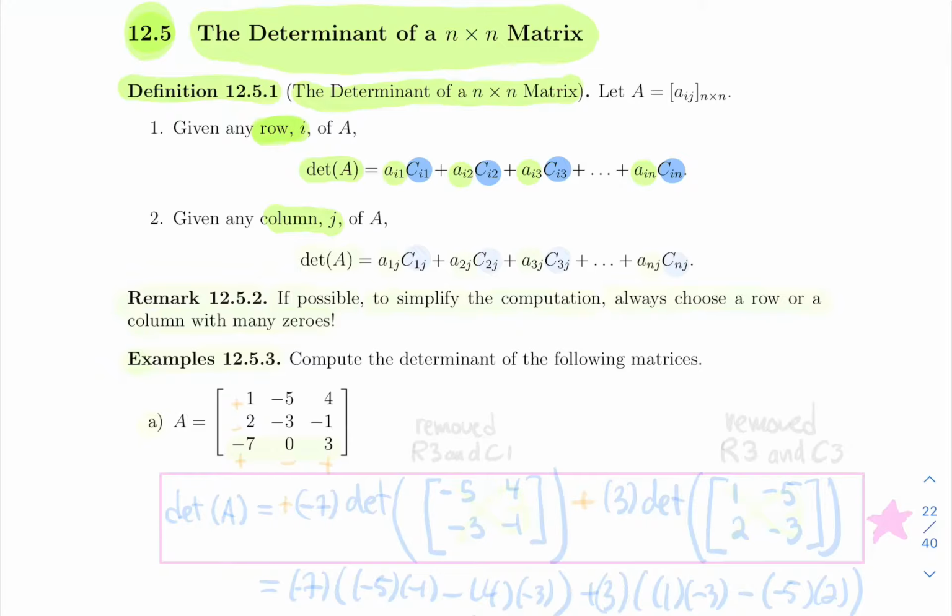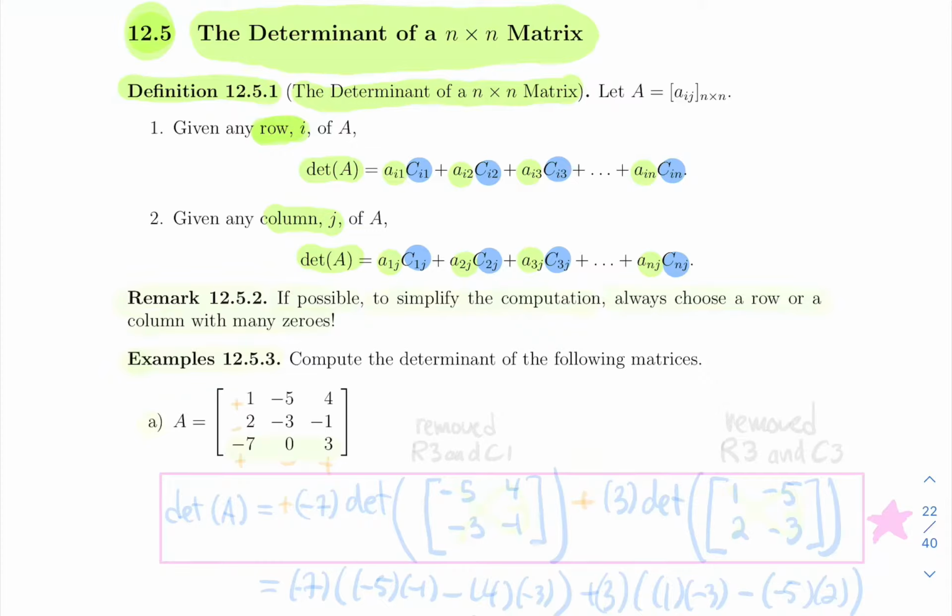So you can do this along a row, or you can do this along a column. So if you pick the jth column, the entries are a_1j, a_2j, a_3j, a_nj, and you multiply by their corresponding cofactors, C_1j, C_2j, C_3j, and C_nj, and that will give you an equivalent way to compute the determinant. So you pick a row or you pick a column, and then you just multiply the entries by their cofactors.